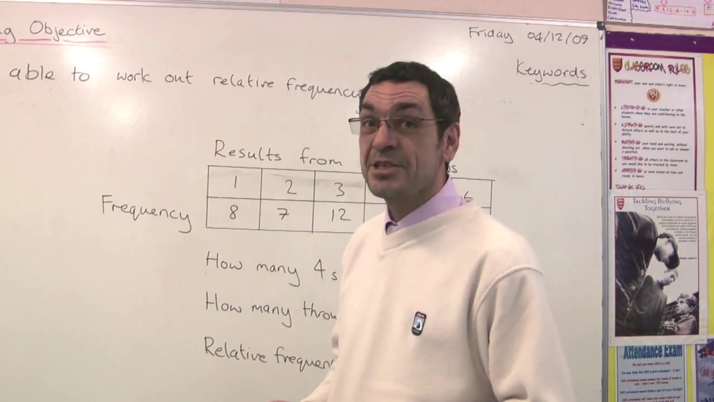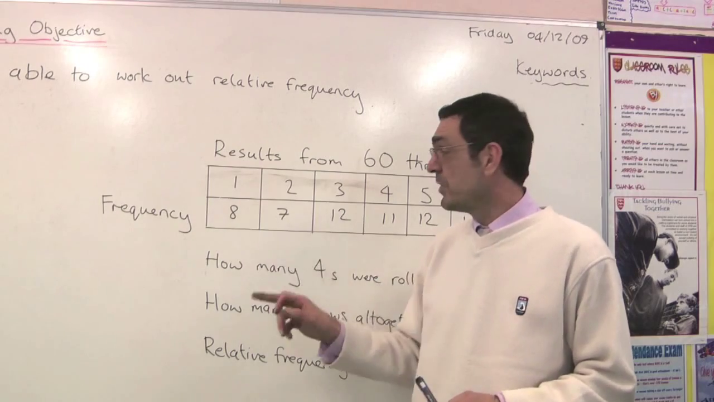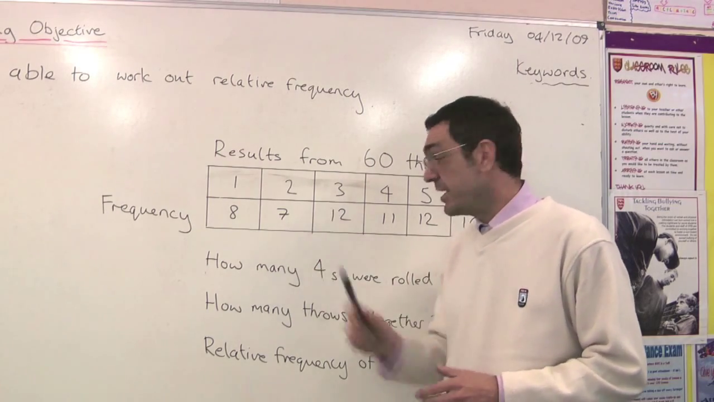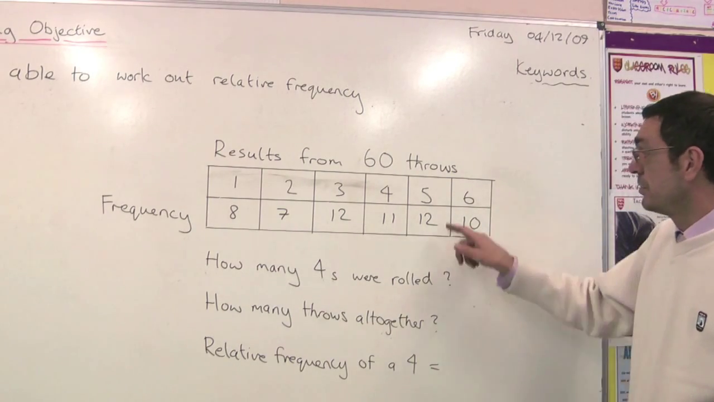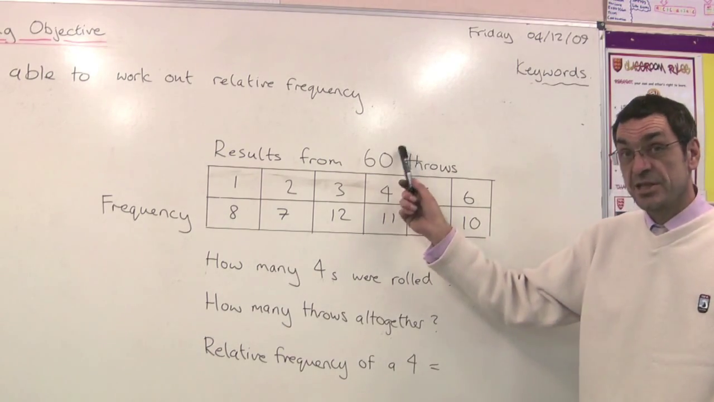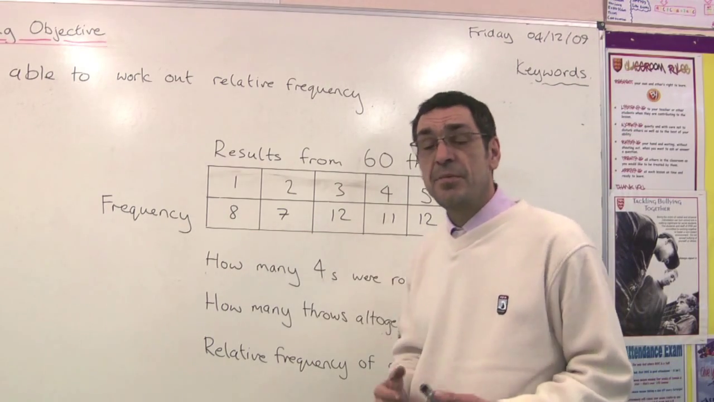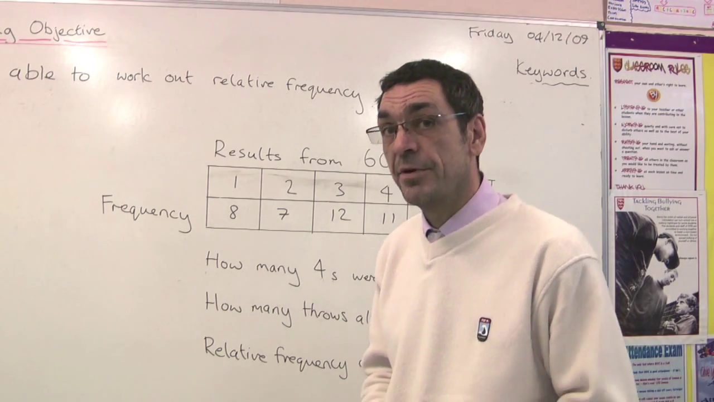Right, that's that experiment taken out. So that's 60 throws. We worked out we had 8 1s, 7 2s, 12 3s, 11 4s, 12 5s, and 10 6s. If you add all these up, they will come back to your 60 throws. Okay? There is a range in here, as I say, because your experimental and theoretical probabilities are different.